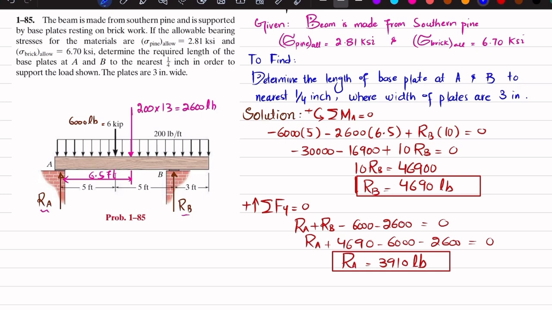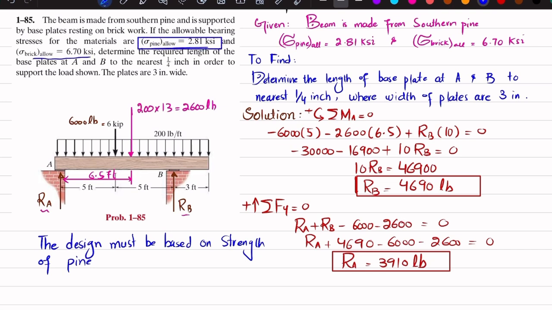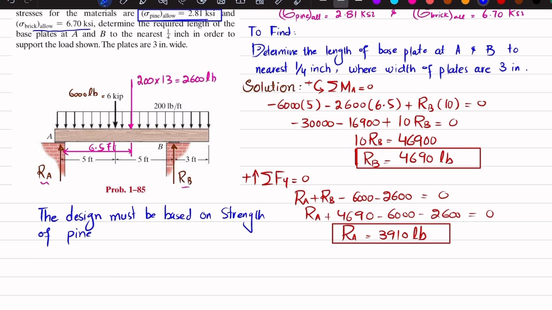So what we are going to do is that we will design this base plate. So what will be the parameters? I will write, the design must be based on the strength, and we will take the smaller strength, which is the strength of the pine. You have been given the allowable bearing stress of pine as well as for brick. So we will choose this value. Clear? At point A, first we will calculate for A.